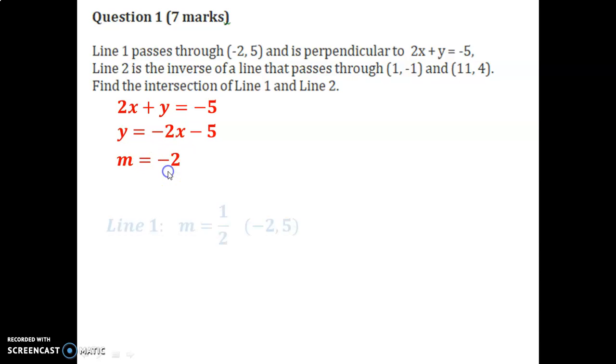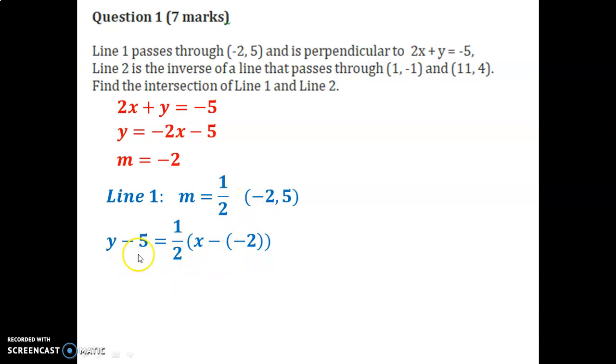So now that we know that slope, we know the relationship between slopes is you take the reciprocal and make it negative. So -2 over 1 turns into 1 over 2. That's our slope of line 1, and we also know line 1 passes through this point. So we know slope and a point. When we know a slope and a point, we can use this form: y minus this equals half x minus this value here. That will give us the equation of the line. Simplifying that, we get half x, and this is +2, half makes a 1, and then moving the 5 over, we get this. So there's the equation of line 1.